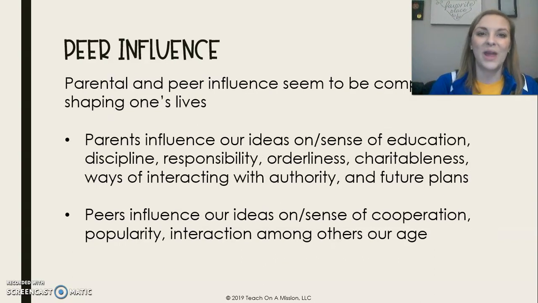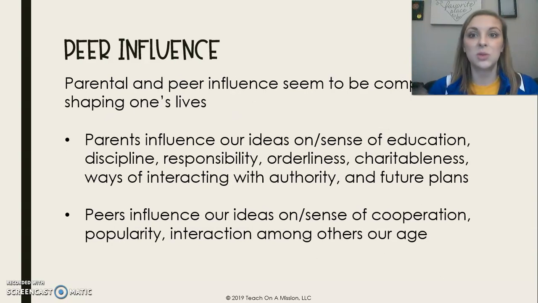Parental and peer influence, though, seems to work hand in hand with each other, complementary to each other. Our parents influence parts of our development, things like our education, our responsibility, the ways that we interact with authority, and then our peers influence other parts of our development, things like our sense of cooperation, popularity, and then how we interact with other people our age. So our parental influence and our peer influence, they work hand in hand together to develop us into a fully functioning human.